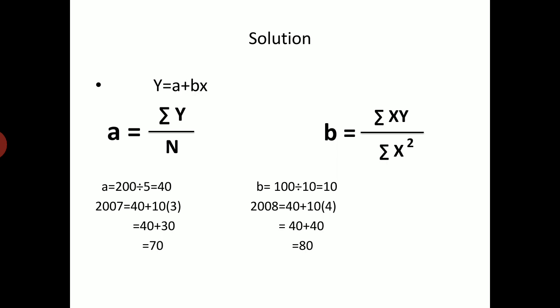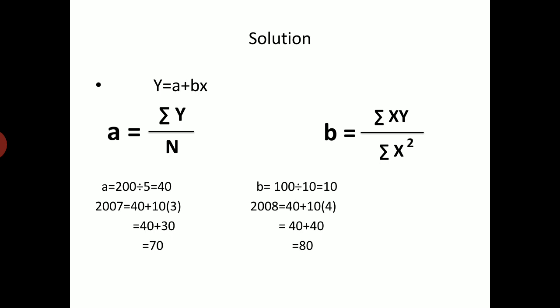Here we forecast the 2007 and 2008 values. 2007 equals 40 plus 10 into 3. A value is 40, b value is 10, and 3 is the time deviation, that is the x value. 10 threes are 30. 40 plus 30 is 70. So the 2007 forecast value is 70.